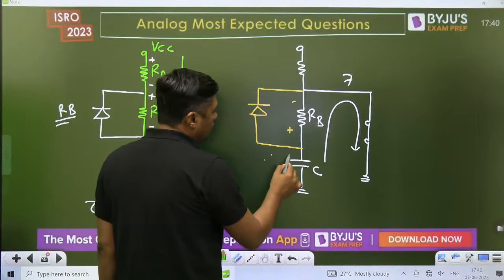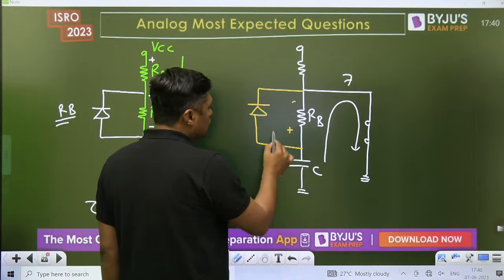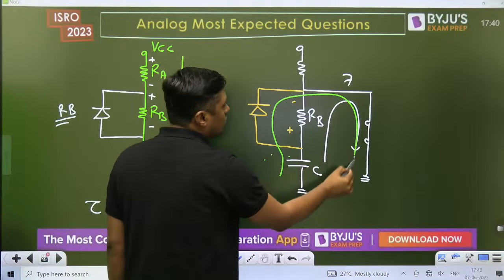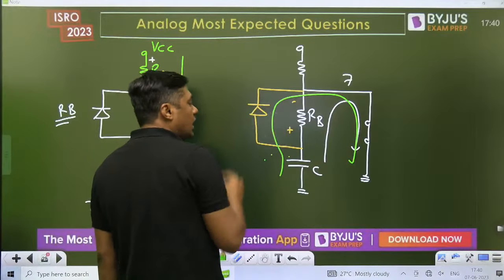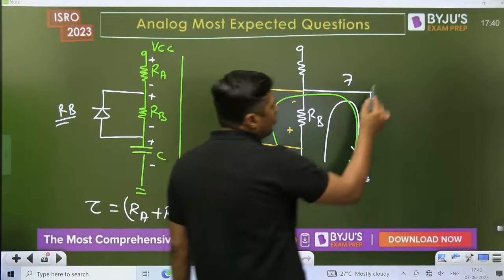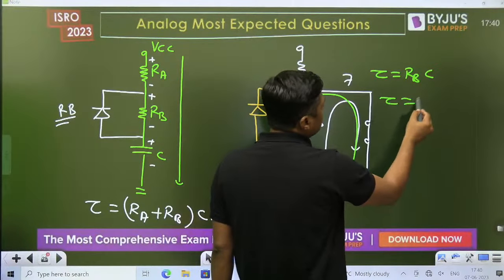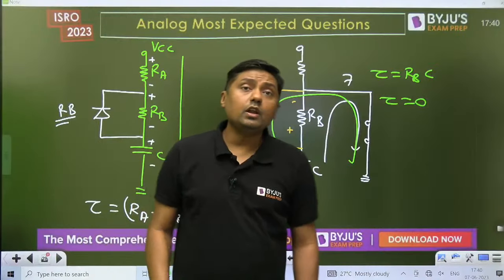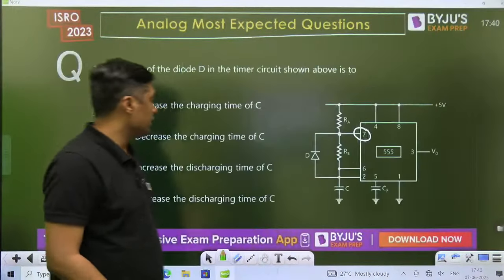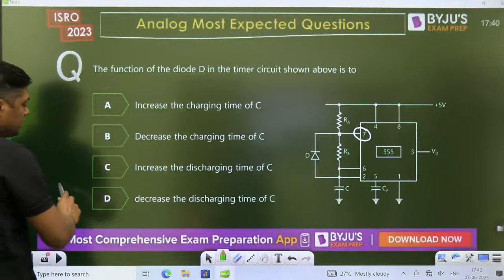Current will flow like this through the capacitor, it will discharge through the diode and then towards the ground, and it will short circuit the RB. So without the diode, what is the time constant? RBC. With the diode, what is the time constant? 0. So it will reduce the discharging time constant, decrease the discharging time of the C.